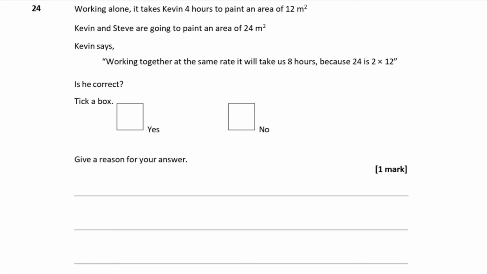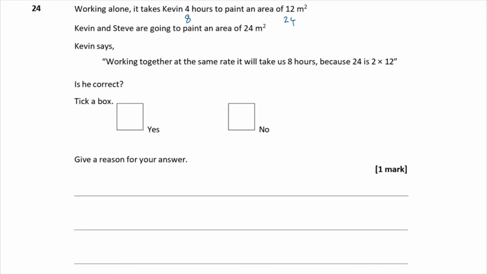I think he's wrong, isn't he? That's just wrong. If working alone, Kevin can do 12 square meters in 4 hours, then if he works twice as long, isn't he going to do twice as much? Okay, so on his own, he could do that in 8 hours.